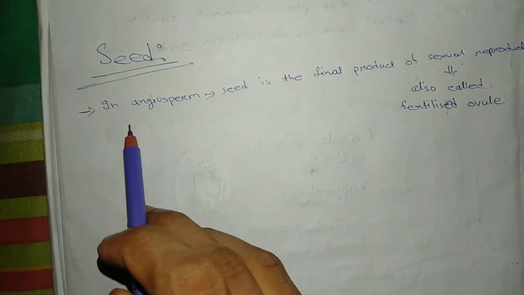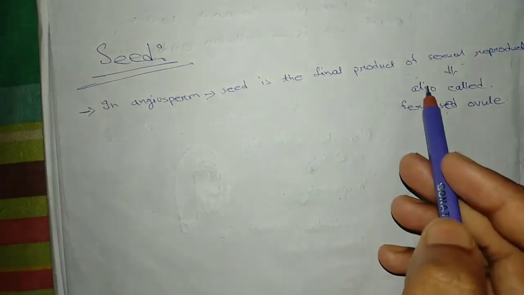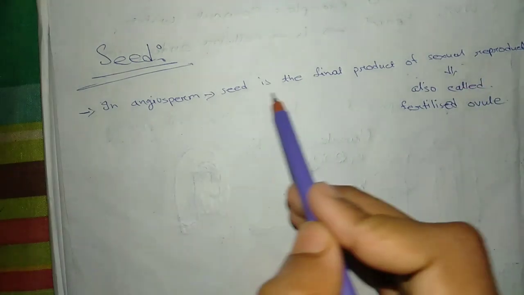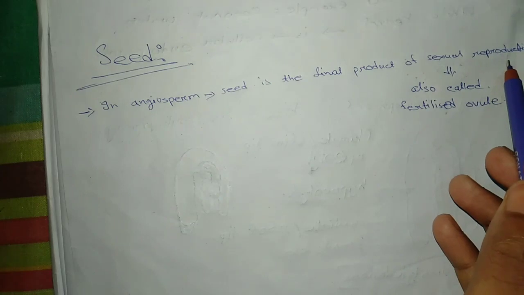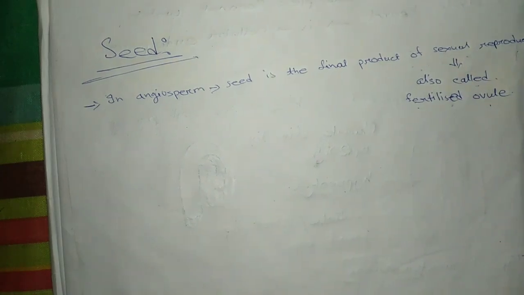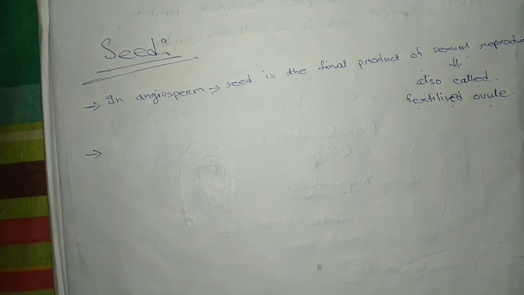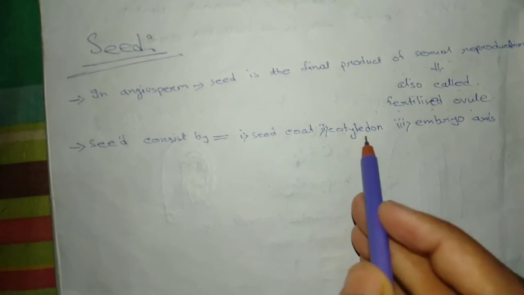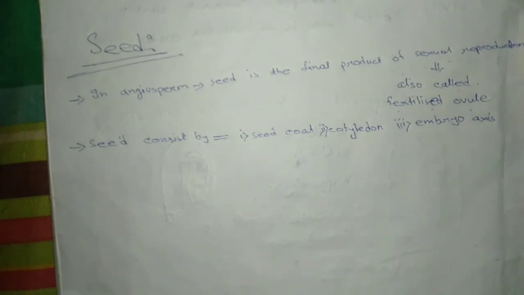I have written here, in short form, in angiosperm, seed is the final product of sexual reproduction, called a fertilized ovule. A typical seed consists of a seed coat, cotyledon, and embryo axis. These three parts are very important for a seed.